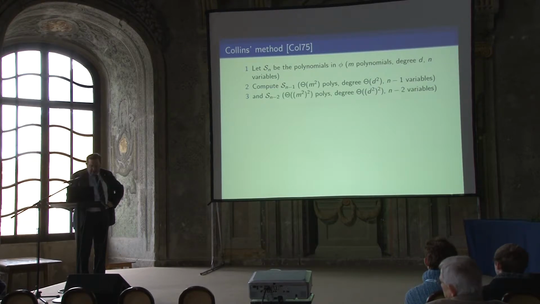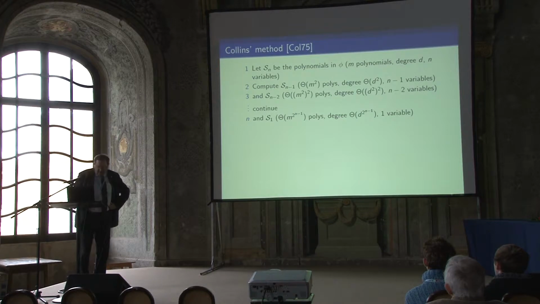And you keep going. You then produce S(n-2), which has roughly m squared squared polynomials, of degree d squared squared, in n minus 2 variables, and so on. And you end up with a set in one variable of quite a lot of polynomials of quite a high degree. But at least I've described it, which is an improvement on where we were before.